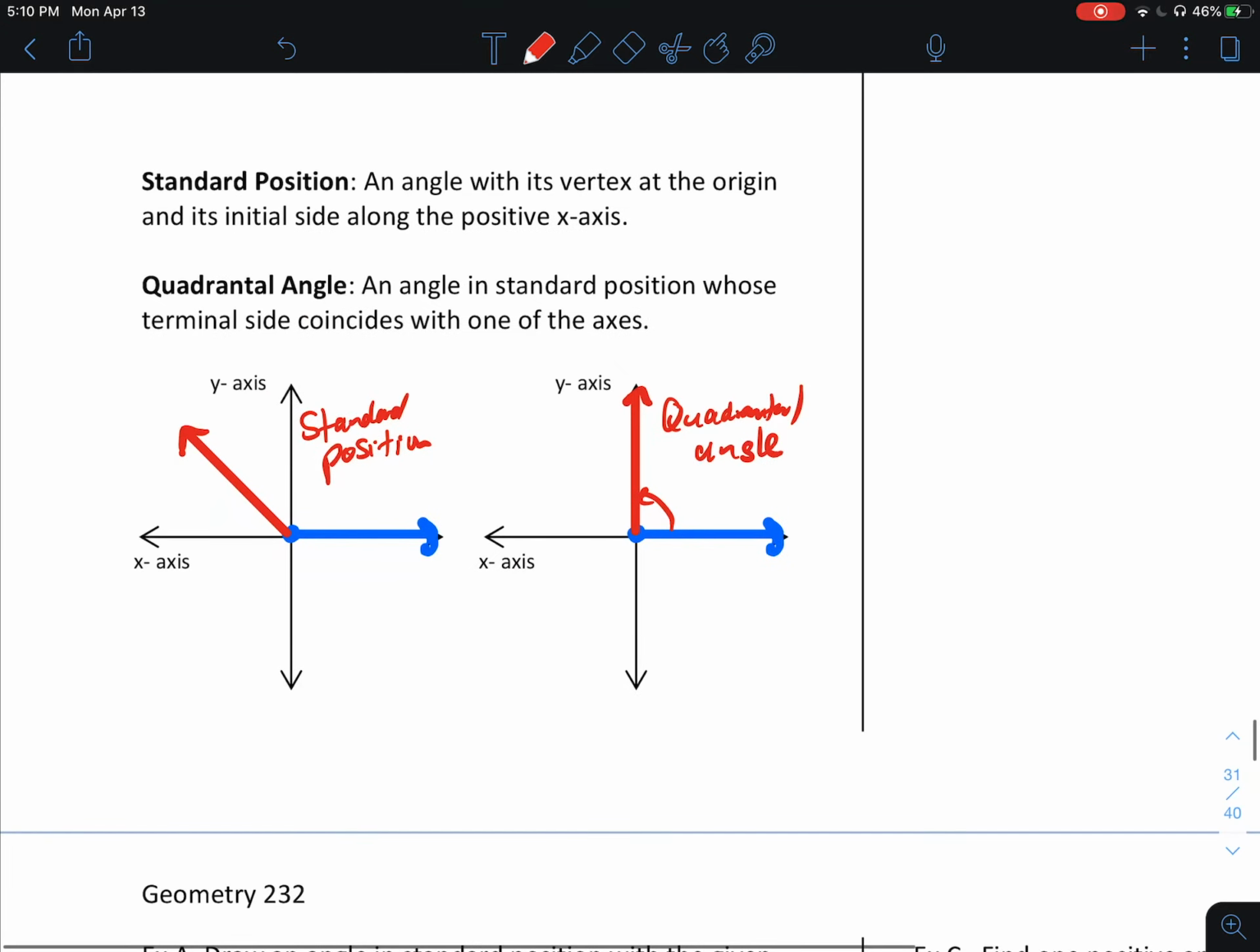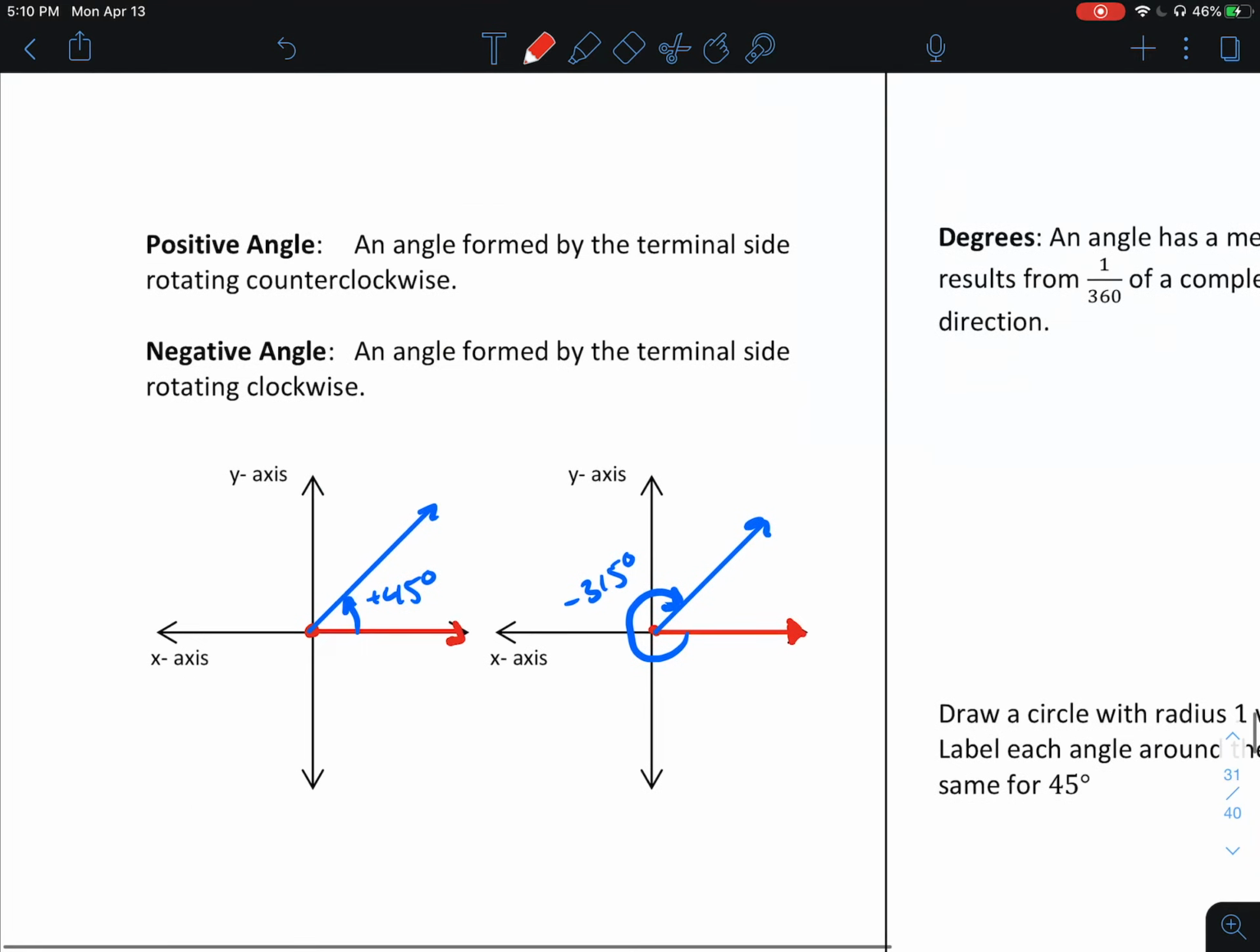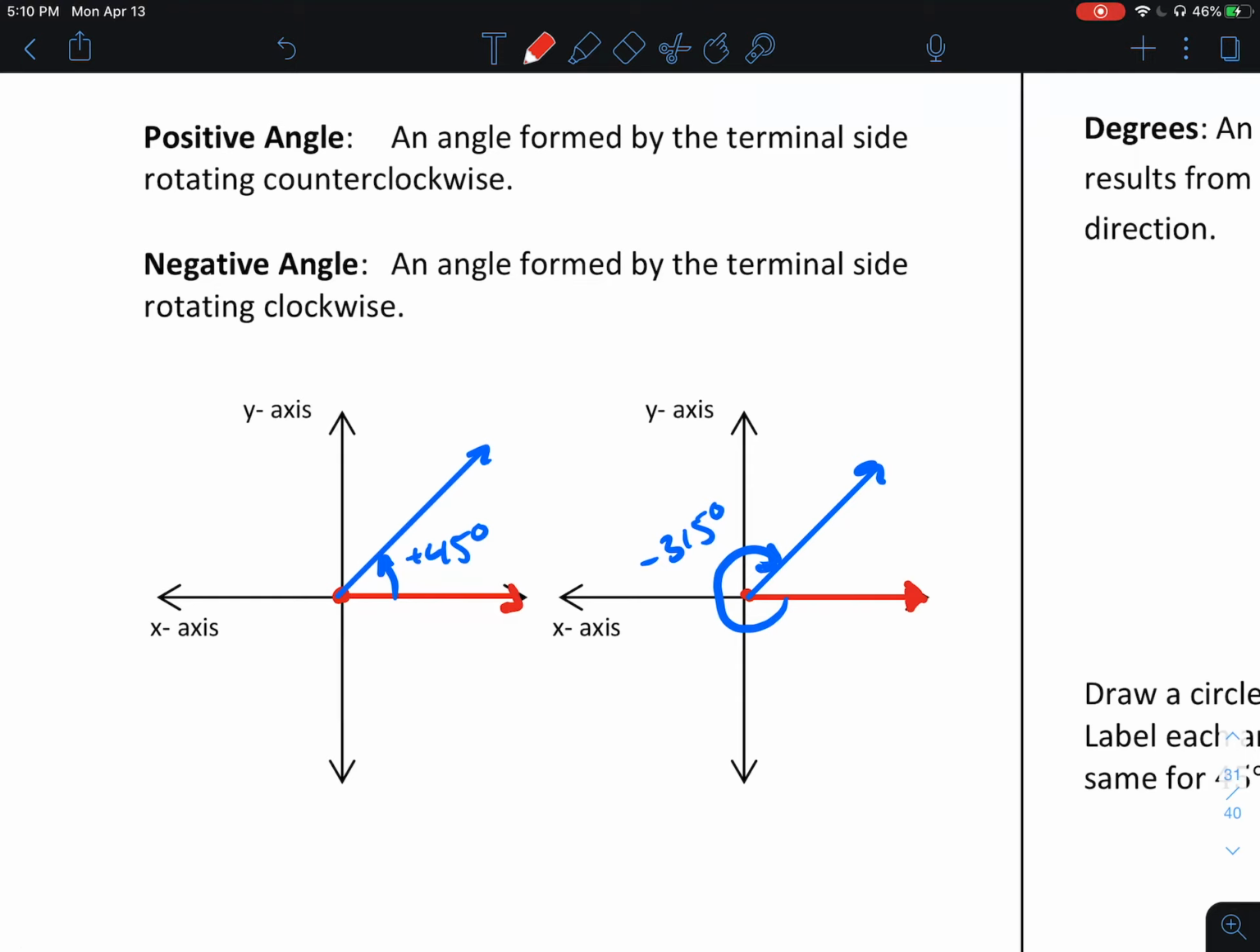Before we continue, I just want to discuss some things. Let's go back up here to positive and negative angles. It probably was strange for you to see that a positive angle goes the opposite way a clock goes, and a negative angle goes the same direction a clock goes.